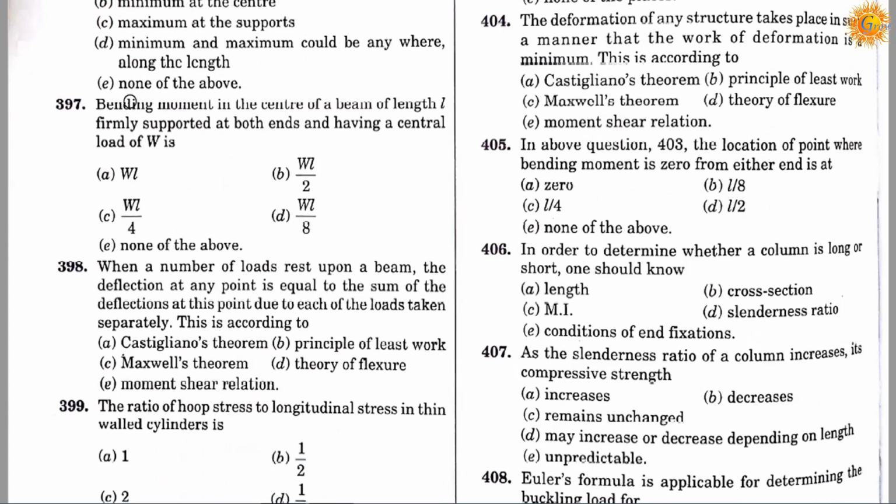Question number 397. Bending moment in the center of a beam of length L, firmly supported at both ends and having a central load of W, is: option A, W dot L; option B, WL divided by 2; option C, WL divided by 4; option D, WL divided by 8; and option E, none of the above. Correct answer D, it will be WL divided by 8.